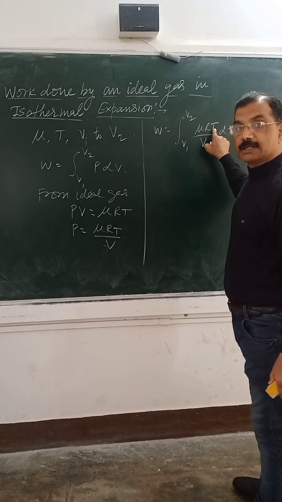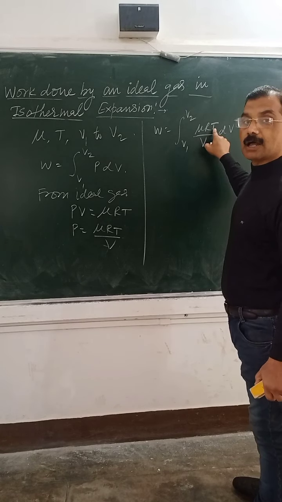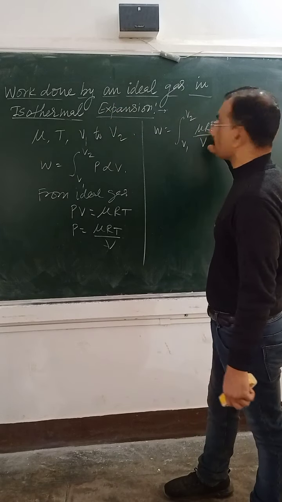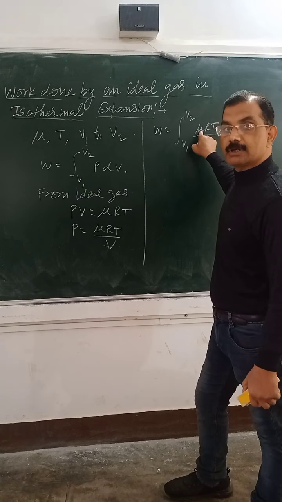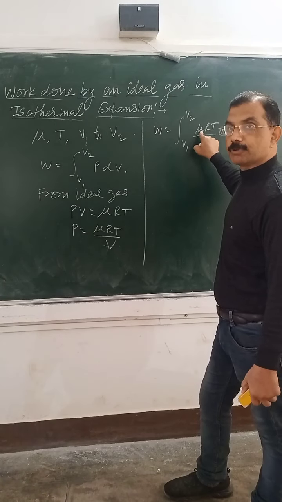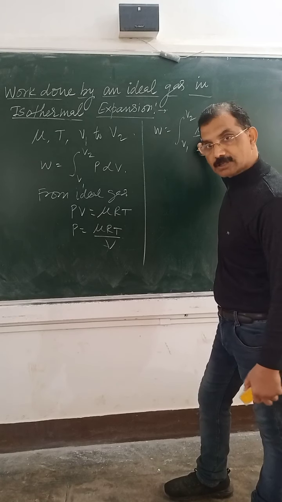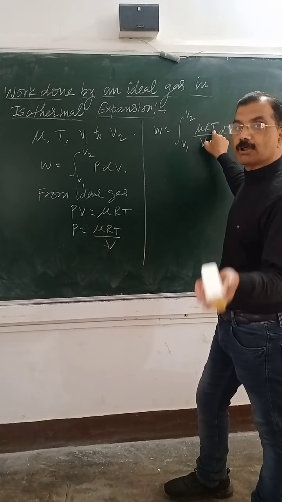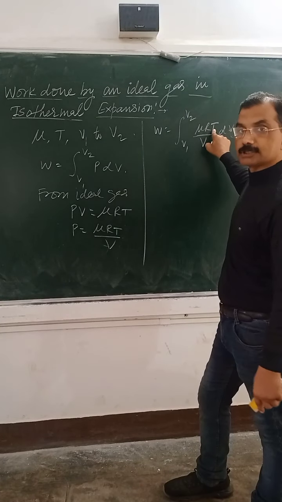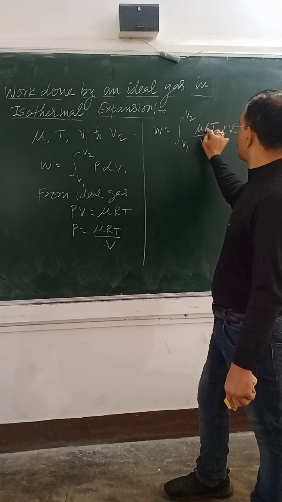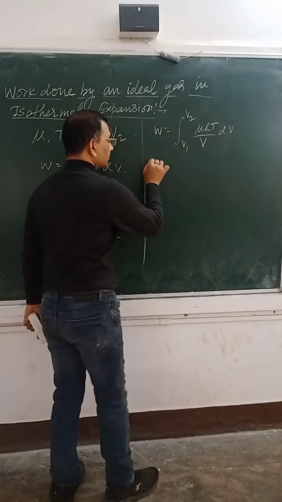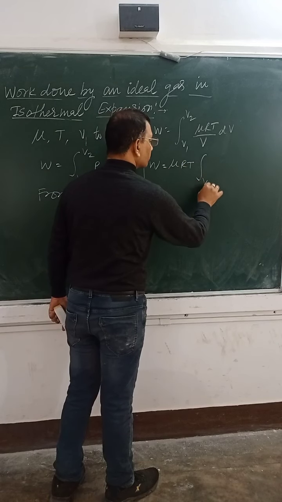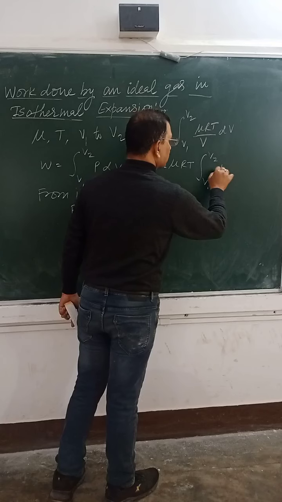What is T here? T is the absolute temperature, and since this process is isothermal, T is constant. For a given gas, the number of moles mu is constant, R is the gas constant, and T, the temperature in an isothermal process, is also constant. It means mu RT is constant. So we will take all these three terms, mu RT, outside. So W is equal to mu RT, and here from V1 to V2 we can write 1 upon V dV.